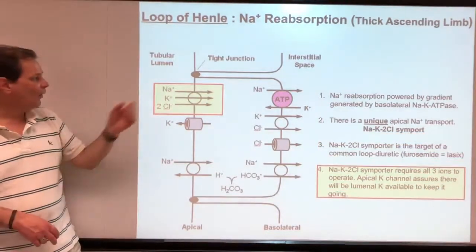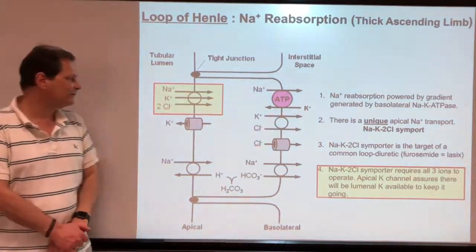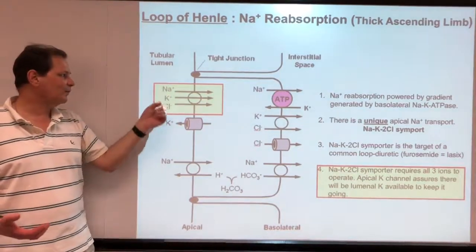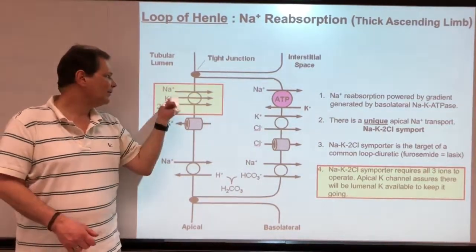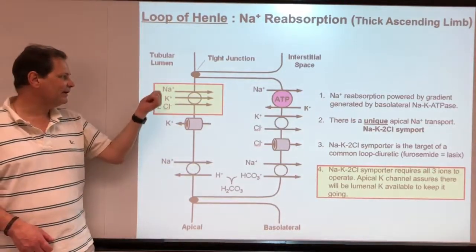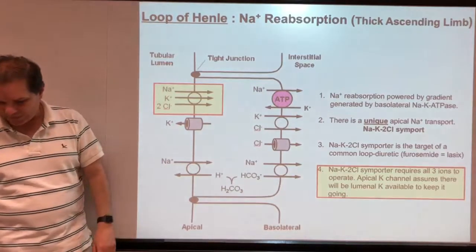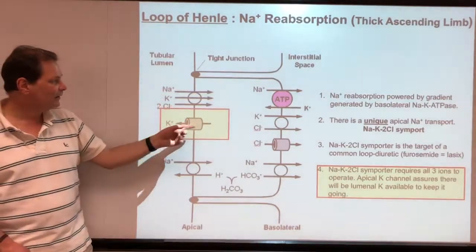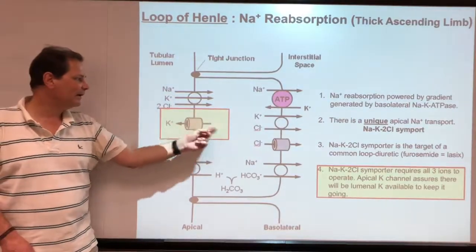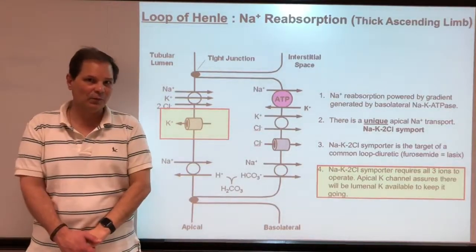Note that all three of these ions are required for this transport to take place. If you run out of potassium, it won't work. The sodium and chloride can still be there, it won't matter. Without potassium, it won't work. They all three need to be there. Potassium is, of these three ions, the scarcest, and so there is actually a potassium channel here, which allows potassium to come back out again into the tubular lumen, and that keeps potassium available for this transporter to work, okay?